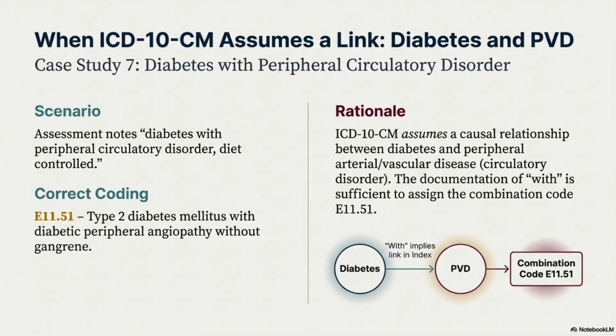You might be thinking, but peripheral circulatory disorder isn't exactly what the index says. According to the AHA Coding Clinic, ICD-10-CM assumes a relationship between diabetes and peripheral arterial or vascular disease, including peripheral circulatory disorder. All of these fall under the umbrella complication of peripheral angiopathy, so the combination code is correct. Additionally, remember, if the type of diabetes is not documented, the default code is type 2 diabetes mellitus, E11.